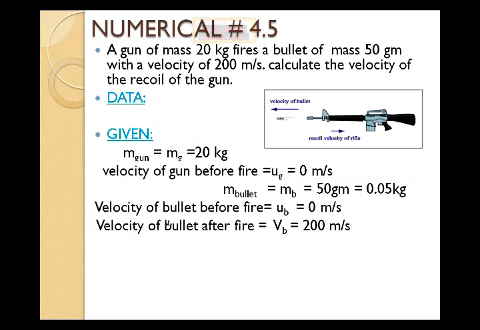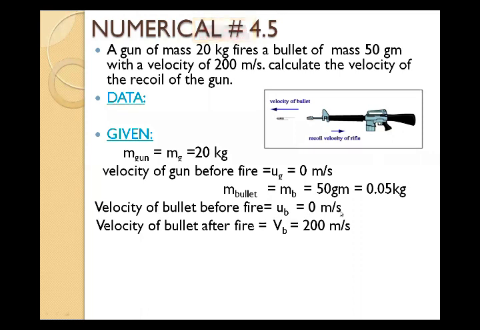Now the velocity of the bullet before fire is represented by UB. Remember that the velocity of the gun before fire is also represented by U, and it is represented by UG. And the velocity of the bullet before fire is represented by UB, and B stands for bullet. Both velocities before fire are 0 meter per second. As I told you, when the bullet is inside the gun, its velocity is equal to 0.